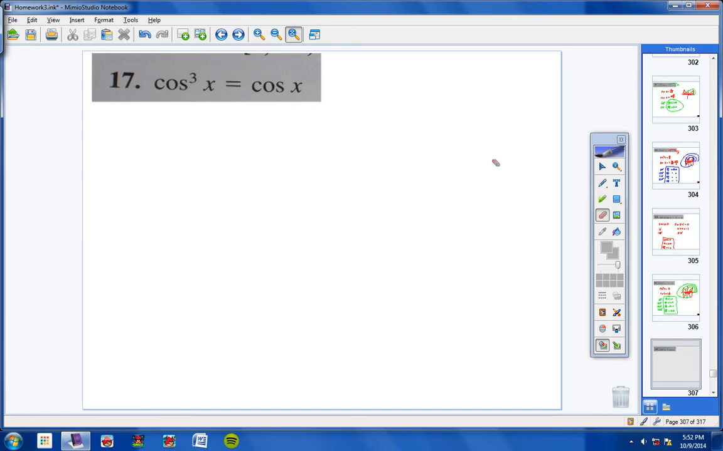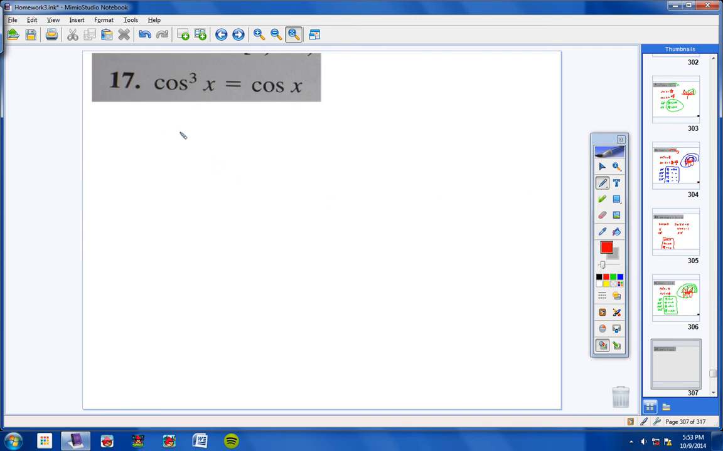Number 17. Now students, as soon as I see this problem here, I say to myself, you know, I've got a cosine cube and a cosine x over here. Now, if I was taking Algebra 2 class and I had x cubed equals x, I would bring the x over, so the right side is equal to 0. That would factor out an x like that. And then I would take each group and set each group equal to 0, okay? And that's what we're going to do here. So here we go.